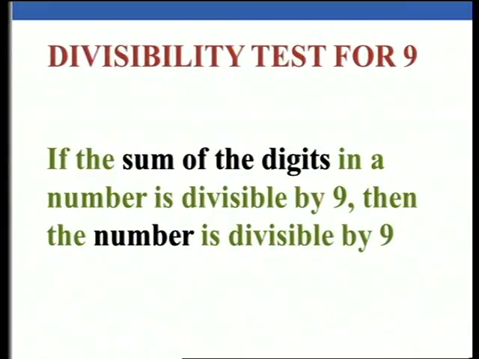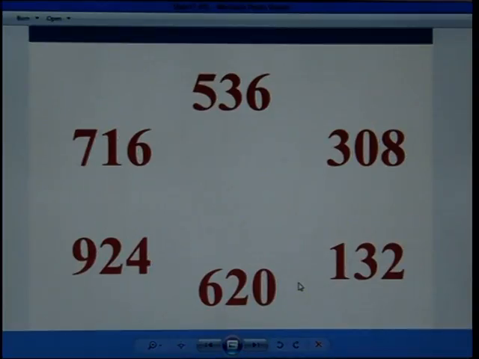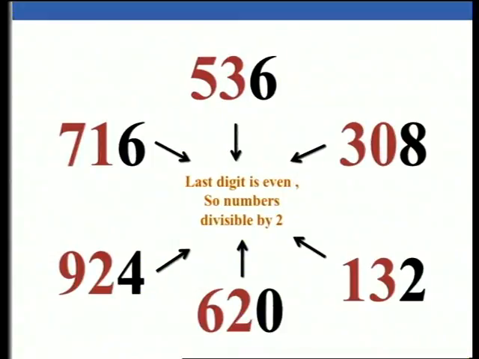Now we will move on to the next test. Here are a few numbers: 536, 308, 716, 924, 620 and 132. What common properties do you think they follow? I think all of these are even numbers, as the last digit is even. Yes, the last digit is even, so the numbers are divisible by 2.